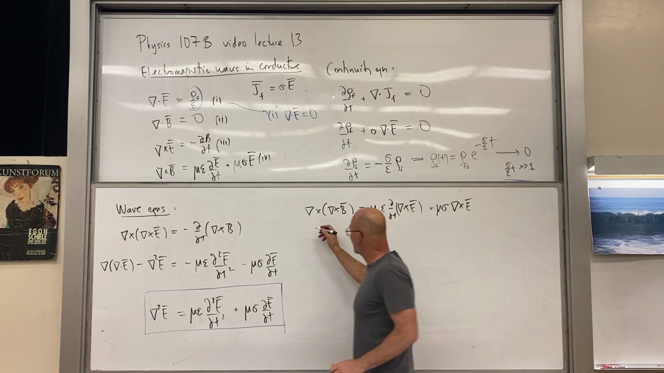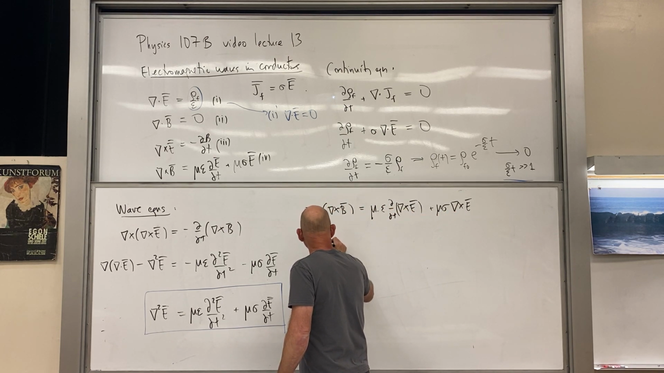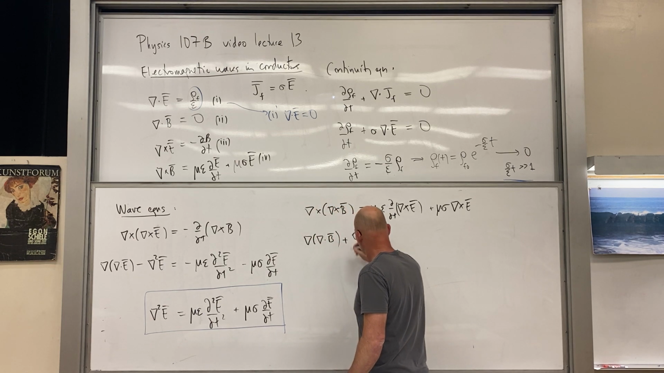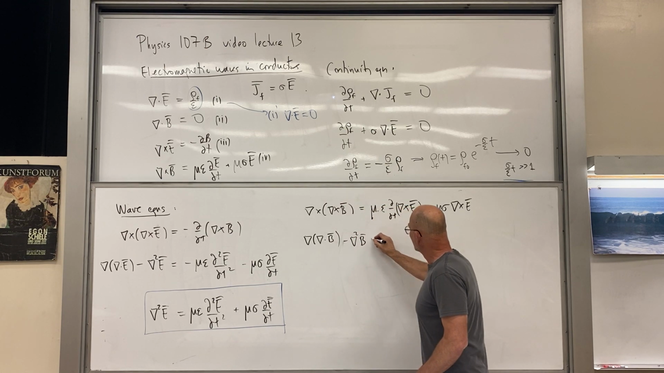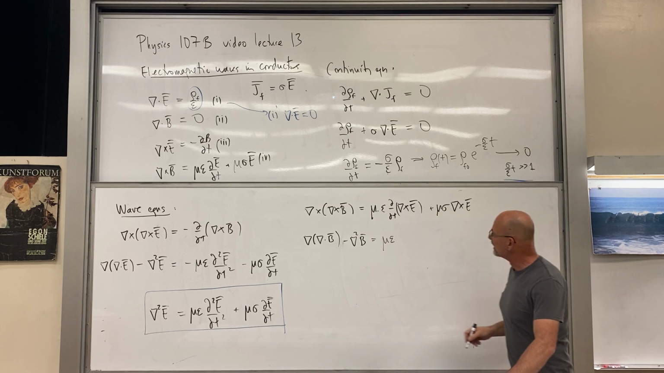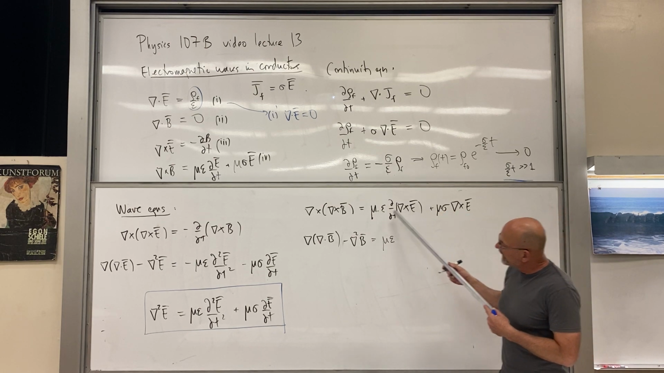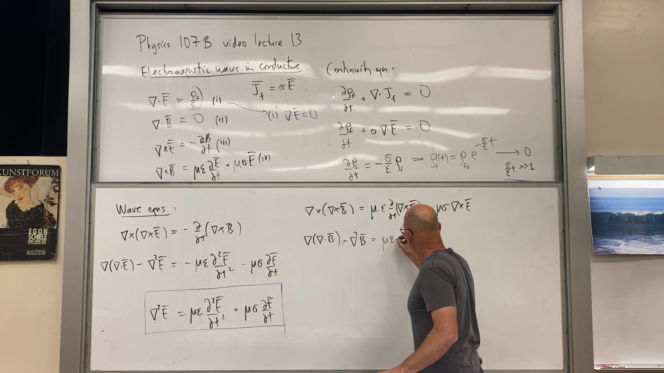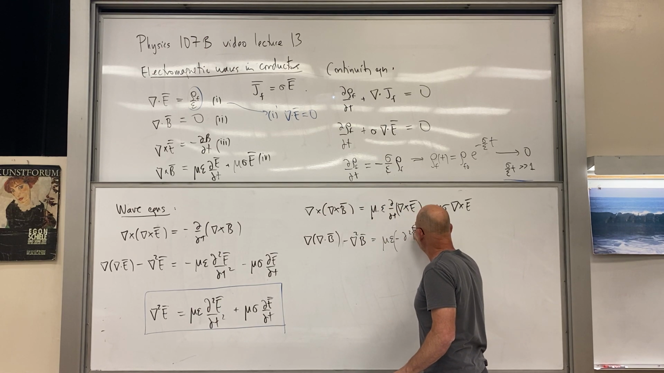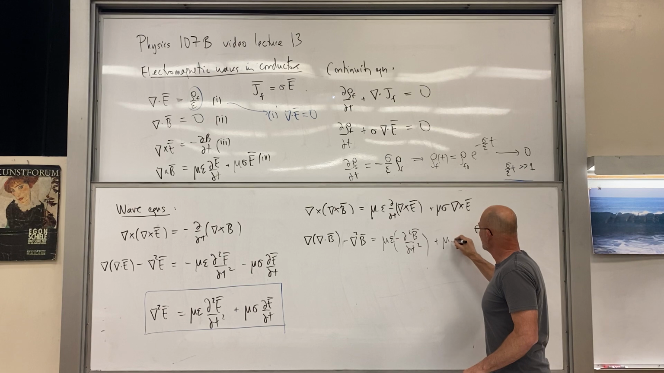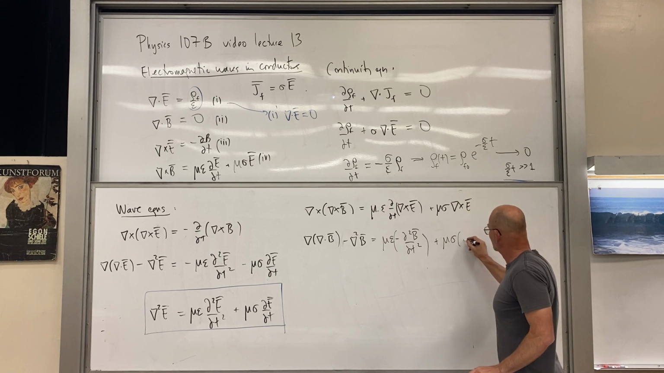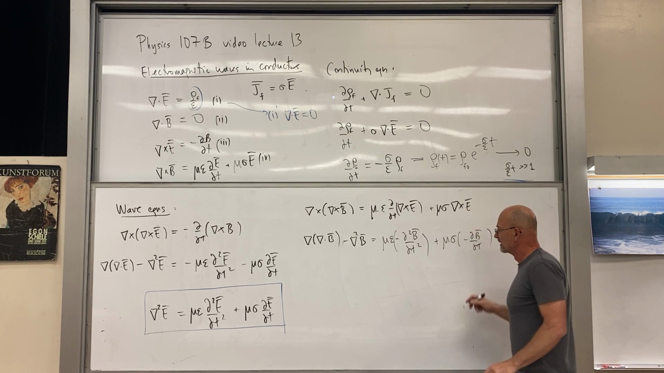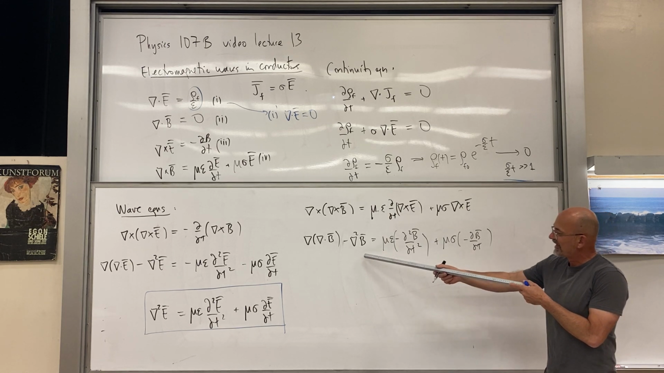First of all, on the left side, once again, that one vanishes, minus del squared B. On the right hand side, mu epsilon, time derivative of the curl of E, there's our minus dB dt, so minus d squared B dt squared, plus mu sigma curl of E, again minus dB dt. So you get one, you get the other one, and they have exactly the same form.